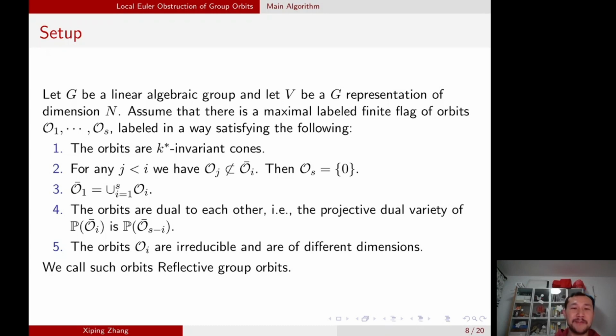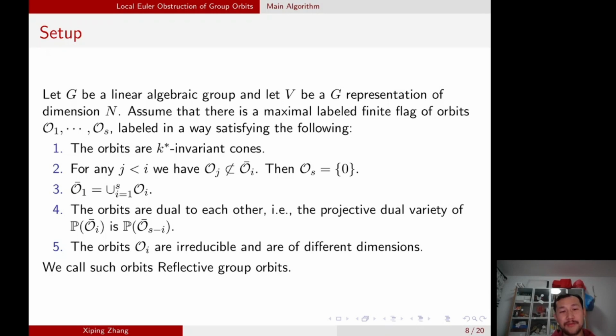And we label them in a way such that, first, we want the orbits to be K-star invariant, which means we want them to pass down to projective spaces. And then we want to label them by size. So for any j smaller than i, we want O_j to live outside the closure of O_i. This forces O_s to be the one point stratum 0. Also we want the closure of O_1 to be the union of all the other orbits O_i. The fourth property is where the name reflective comes from.